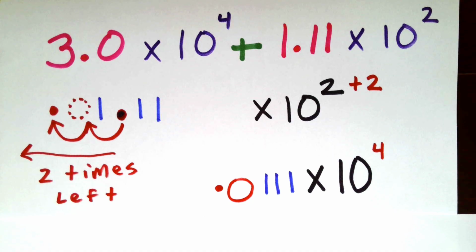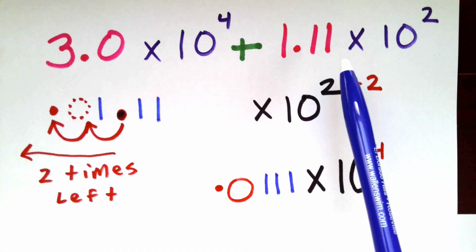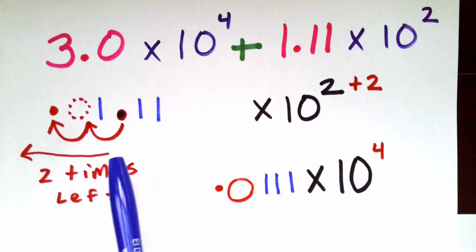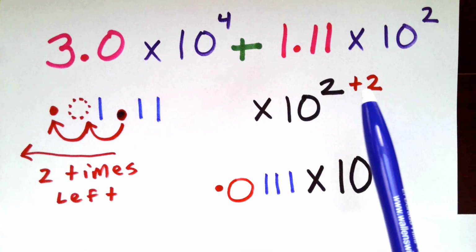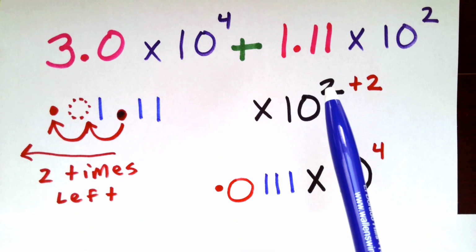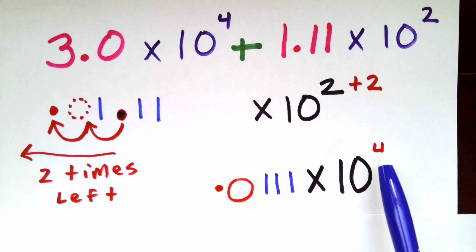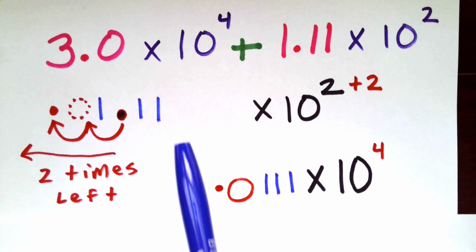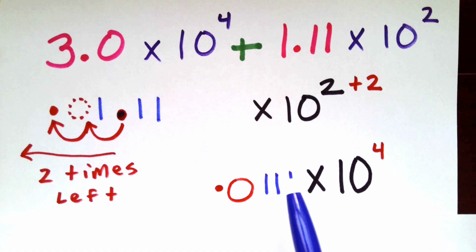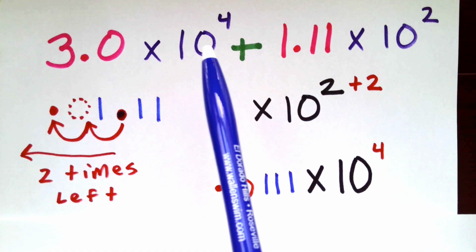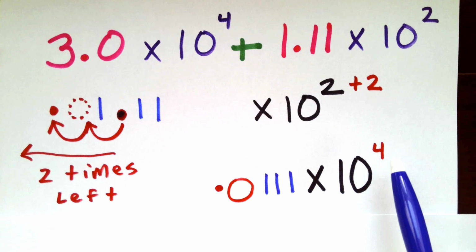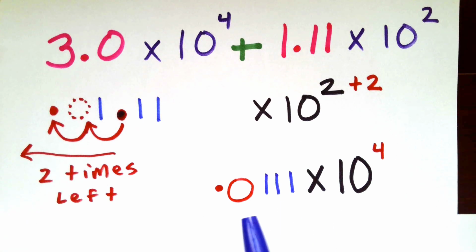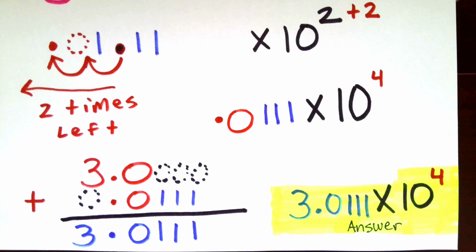As you can see here, I chose to manipulate the coefficient 1.11. By moving the decimal 2 places to the left, like you see here, I was able to add 2 to the original power of 2, which gave me 10 to the 4th power. My new coefficient was 0.0111, which you see right here. Since both of these coefficients have a base of 10 and an exponent of 4, now you can stack and add. So that's just what I've done.